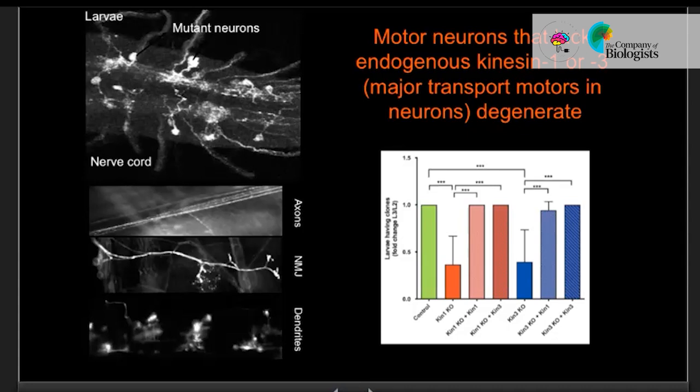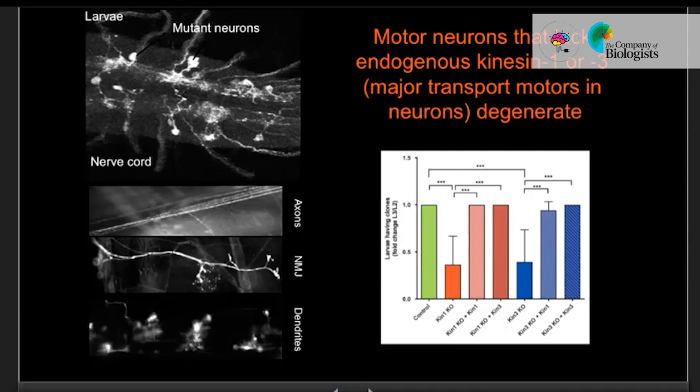That's the nerve cord in the fly, and then you have the axon, the neuromuscular junction, the synapses with the muscle, or the dendrite. You can detect which neurons are mutant because they express green fluorescent protein, and only the mutant neurons express GFP. You can then check in my larvae, which grows and undergoes a series of phases, L1, L2, L3. If you look at early larvae, we have these mutant neurons that we just induced genetically. If we look at larvae 3, these neurons are gone, and that's what it's showing.